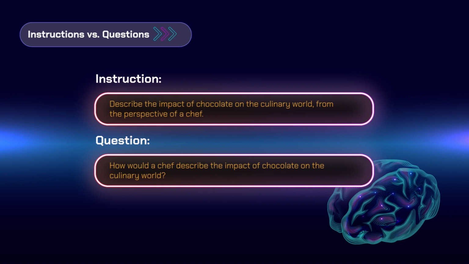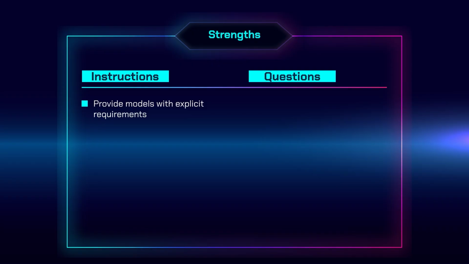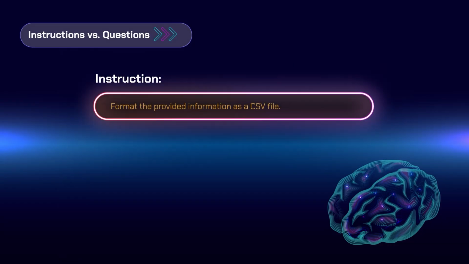I tend to prefer instructional prompts because they're more explicit. Your preferences may differ. In order to get the most out of these strategies, you need to lean into their strengths. The strength of instructional prompts is that they're explicit. They're useful for tasks that have measurable outcomes. Instructing a model to format information in a specific way is a good example. The prompt, format the provided information as a CSV file, provides the model with clear instructions.